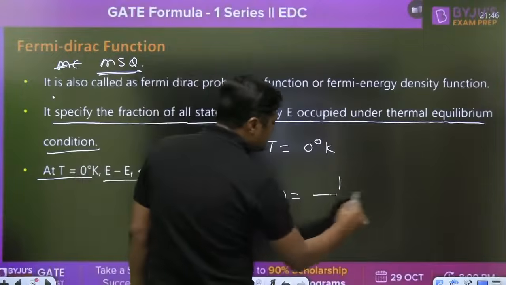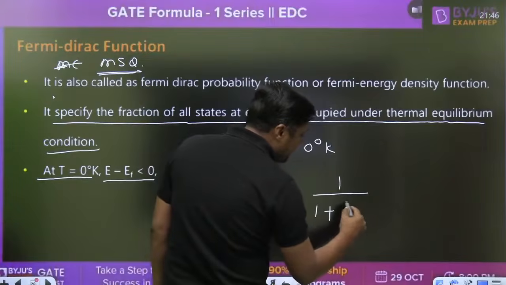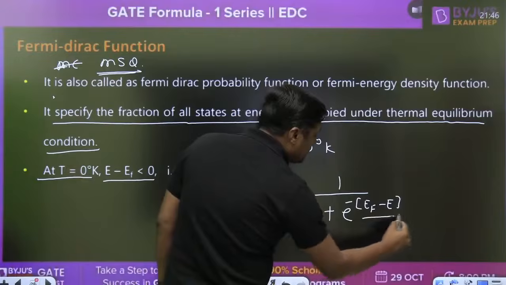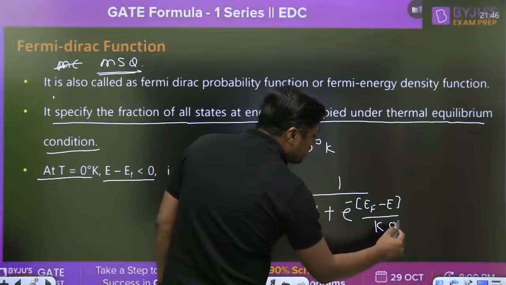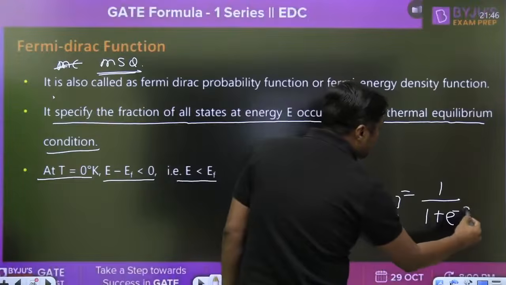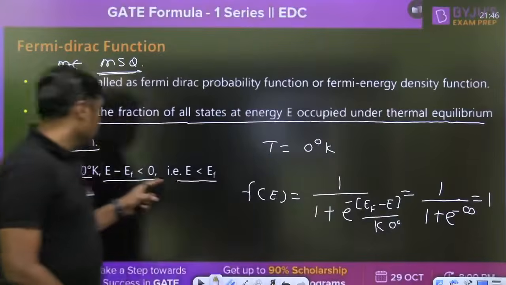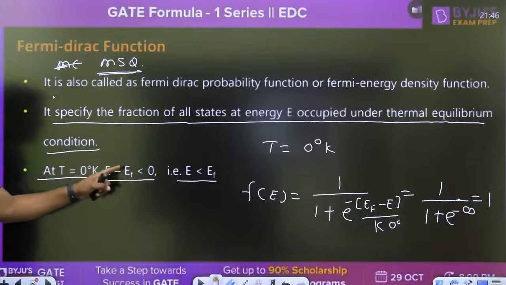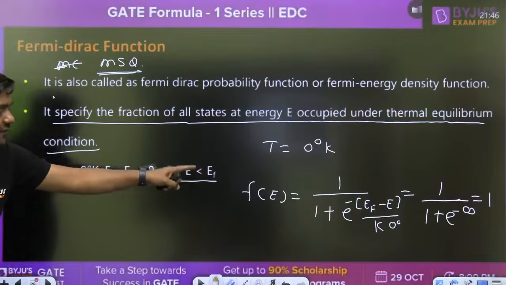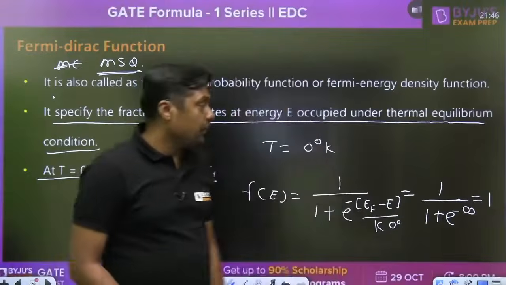You can write it like this. E is less than EF, that's why we can write EF minus E divided by kT. And what is T? 0 degree Kelvin. And that's why e raised to power minus infinity is 0 and the probability is 1. For T equal to 0 degree Kelvin, E minus EF less than 0, for E less than EF, the probability is exactly equal to what? 1 according to the formula.